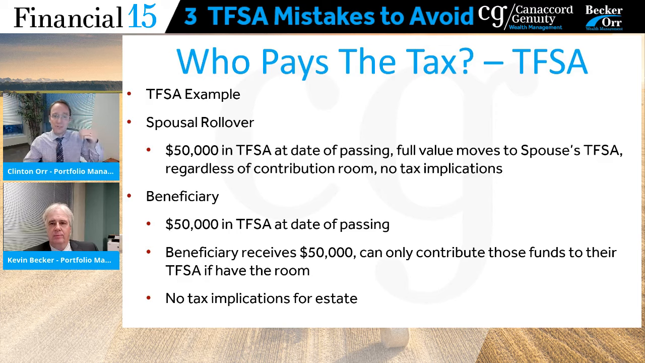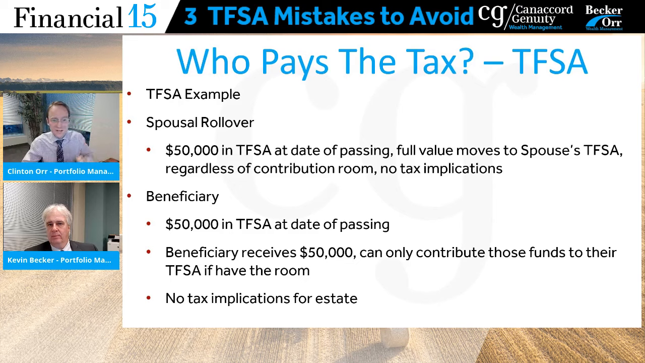Not the case if you list someone as a beneficiary. So the details here do matter. If you list someone as a beneficiary and there's $50,000 in the TFSA on the day of passing, there's no tax, but they get a check. Here's $50,000. Do with it what you'd like. Now, they can turn around and put it into their TFSA, assuming they have the room. If they don't, they will not be able to add that money to the TFSA. So they essentially get a check, and they'll have to do with it whatever they want to after that.